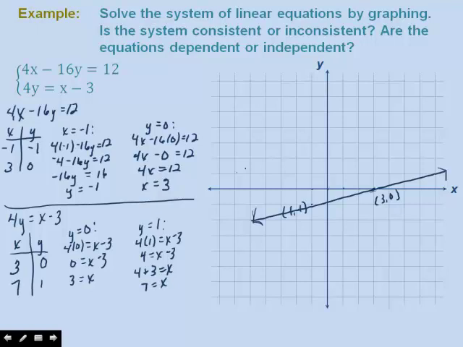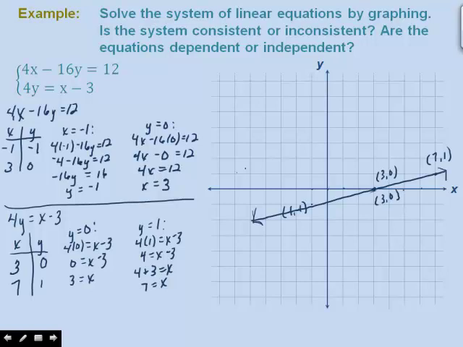Now let's plot our points. Our first one is 3, 0. So that means we go to the right 3 and stay there on the x-axis. Oh, and notice that gives us an intersection point already, because we already had that point on the graph of the other line. Now our other point here is 7, 1. So we go over 7 and up 1. Well, it looks like we have another intersection point here. So it looks like these are the same line.